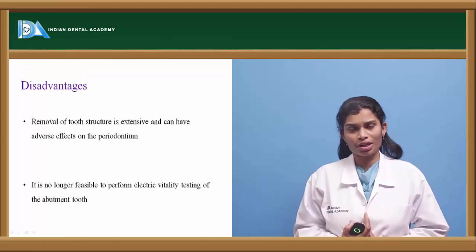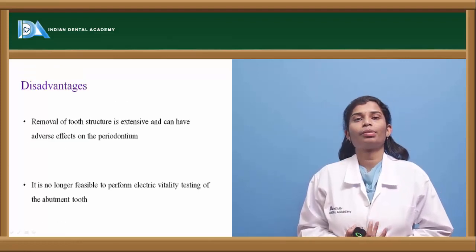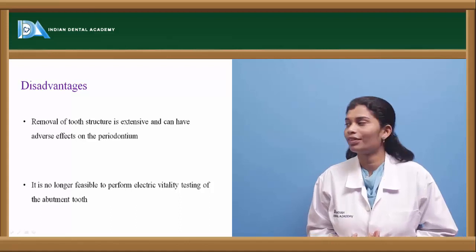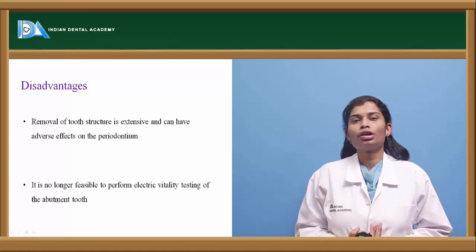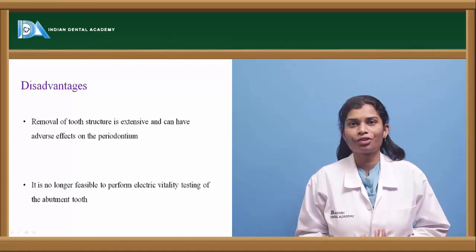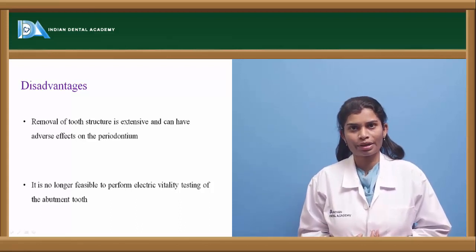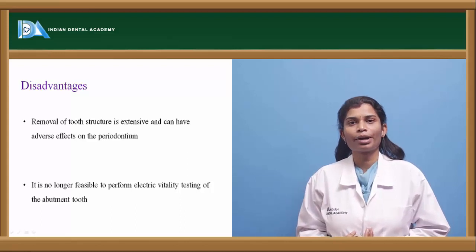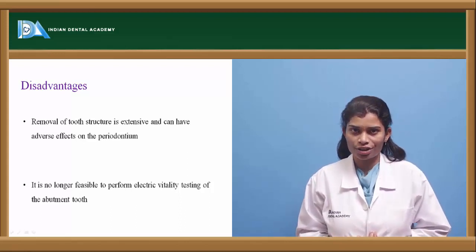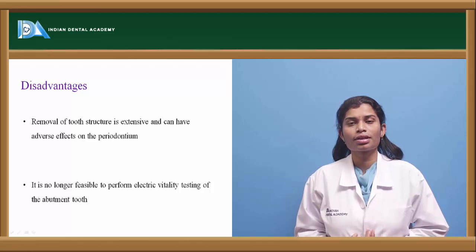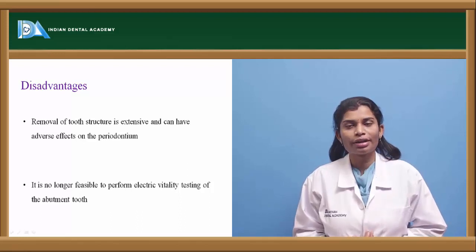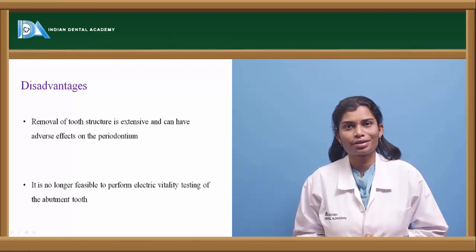The disadvantages are the amount of tooth reduction will be more when compared to other conservative designs, and also it is no longer feasible to perform any electrical pulp testing just in case you have to test the vitality of the abutment. And it is non-aesthetic when compared to other porcelain coverage restorations or all ceramic restorations. Hence, it is contraindicated in cases of aesthetic zones.